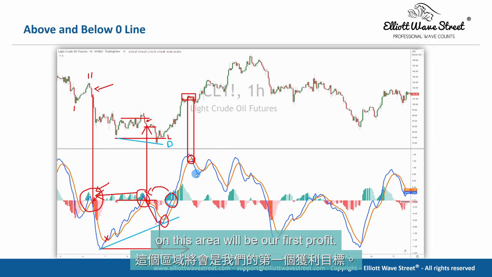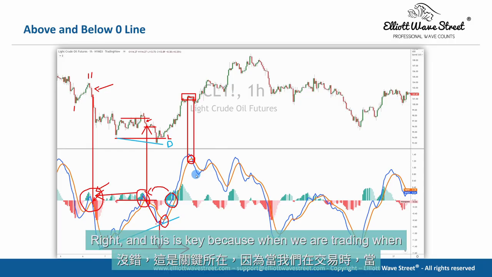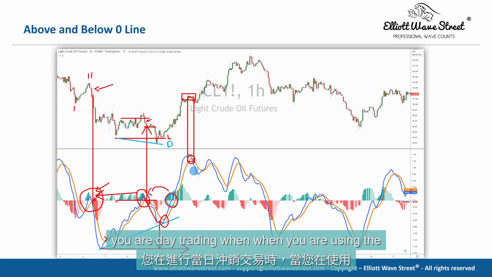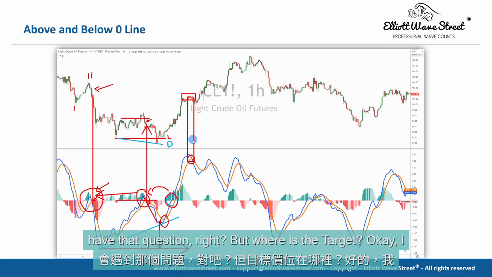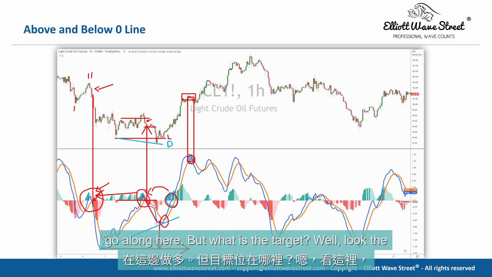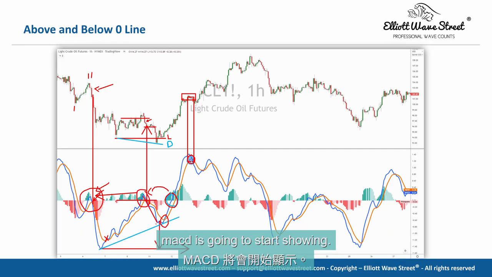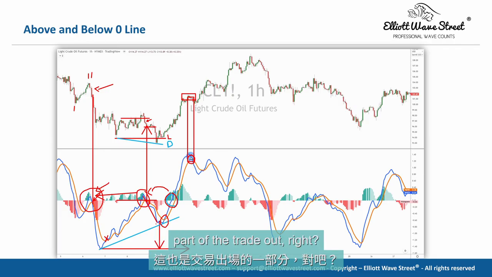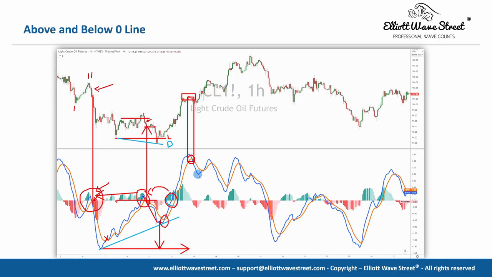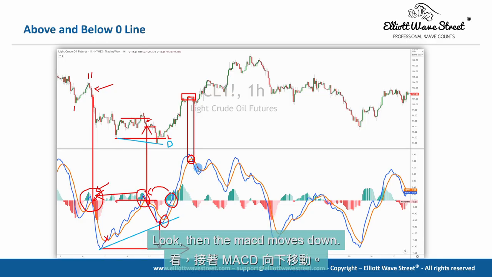And this is key because when we are trading, when you are day trading, when you are using the Elliott wave analysis that we provide here, sometimes we have that question, right? But where is the target? Okay, I go long here, but where is the target? Well, look, the MACD is going to start showing signals that you can book part of the trade out, right? Look, then the MACD moves down, and then it crosses up again here.